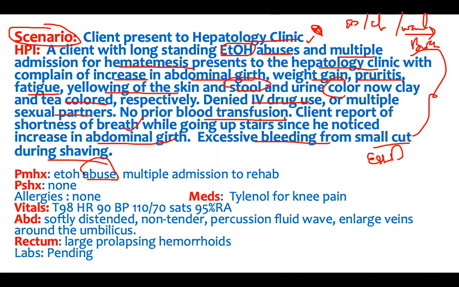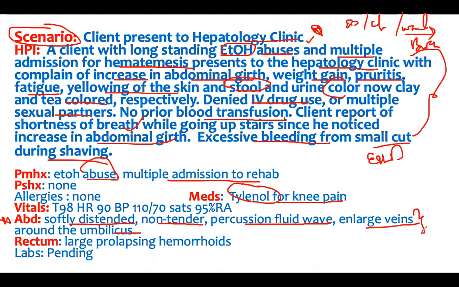ETOH abuse. That's what it does. Multiple admissions to rehab. Past surgical history none, allergies none. These are his vitals. They look pretty normal. He takes Tylenol for knee pain. Pay attention, and look at these abdominal exams. Softly distended, non-tender. He has percussion fluid wave and large veins around the umbilicus.